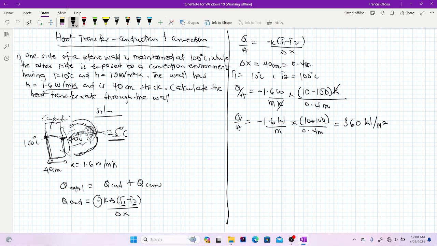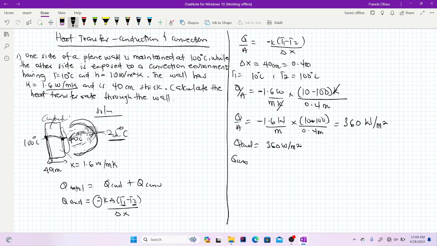Now, our heat of conduction is 360 watts per meter squared. So let me confirm the answer on the calculator: 10 minus 100 over 0.4. Yes. So now we go back to the heat of convection.